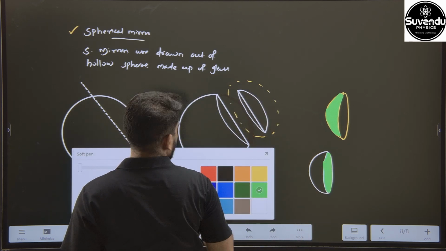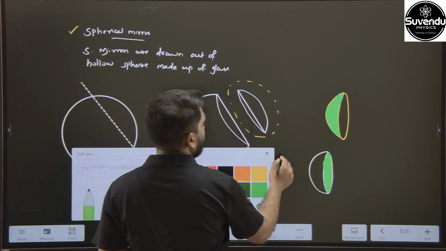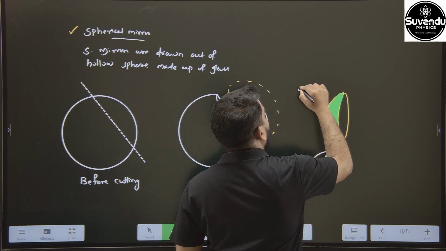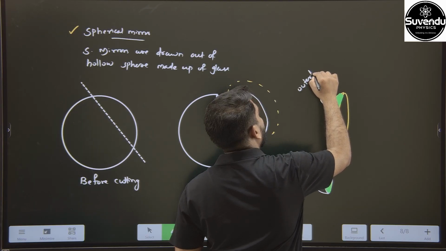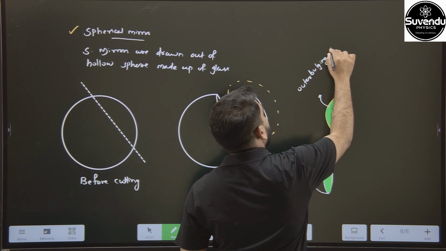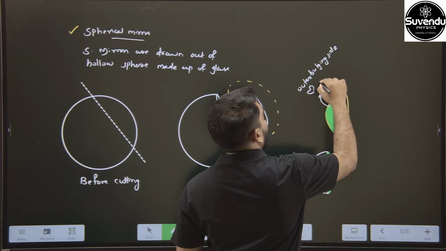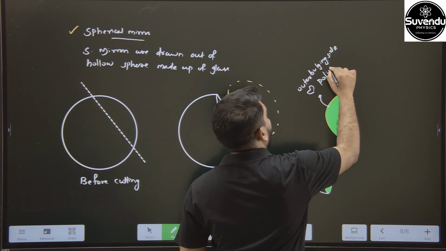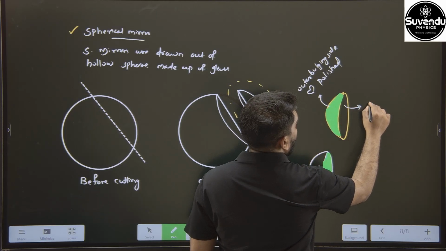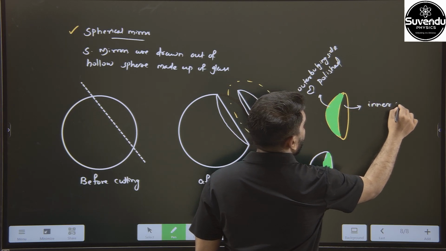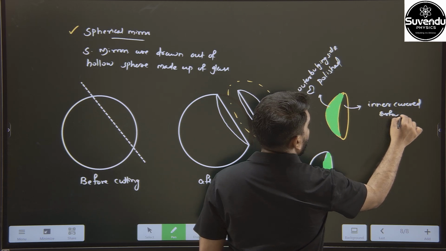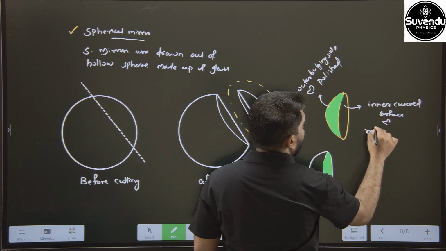So from the figure, what do we see? In this case this side is the outer bulging side, and which part is this? The polished part, polished. Inner curved surface, this one is the reflecting side.